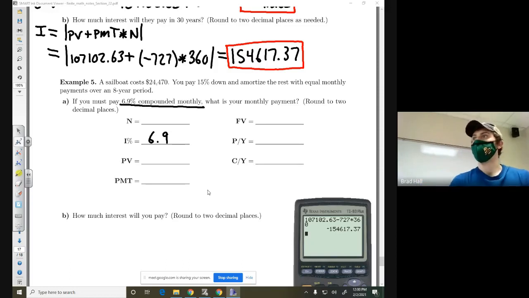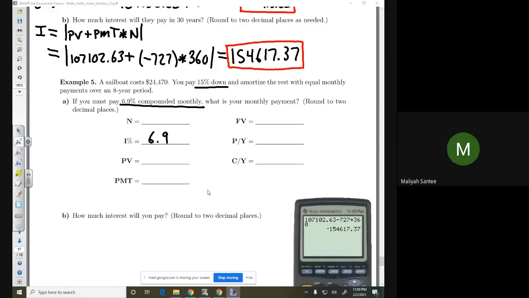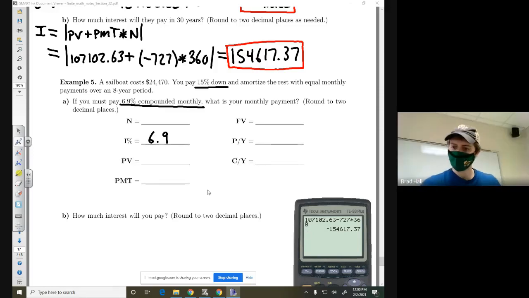6.9% compounded monthly. It's all kind of a phrase. It's not just disjointed numbers and phrases. That's the accompaniment that associates that 6.9% as an interest rate, as opposed to 15% down, which tells you another context. Is PY and CY 12? So PY and CY are both 12 because we're doing everything monthly.